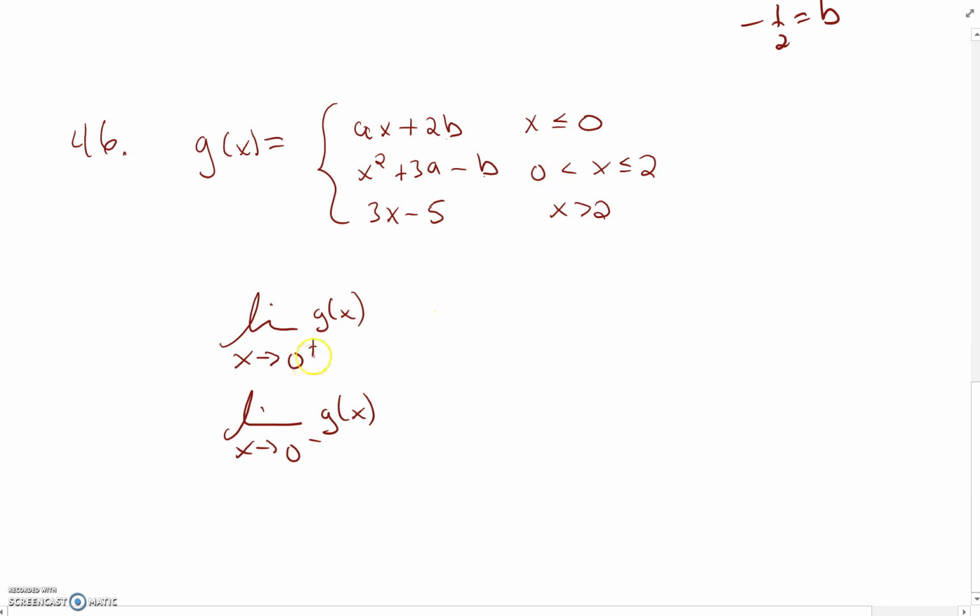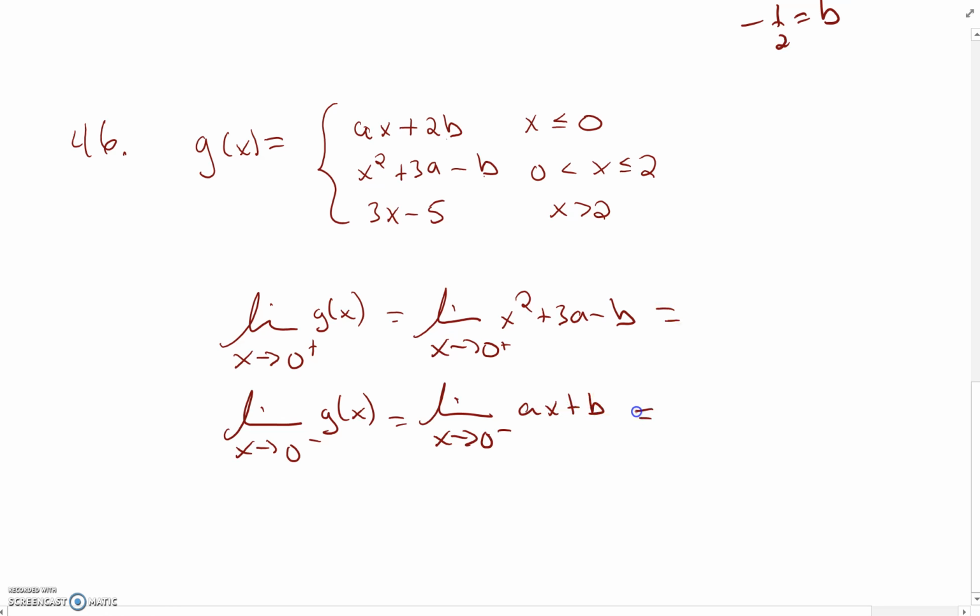And from the right side means greater than 0, a little bit greater. That's this part. See, x is greater than 0. Approaching 0 from left, that's a little bit less than 0, which is the top piece. So this limit from the right is going to be the middle one. And this one from the left, a little bit less than 0, is going to be the top one.